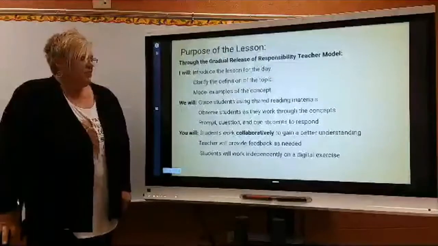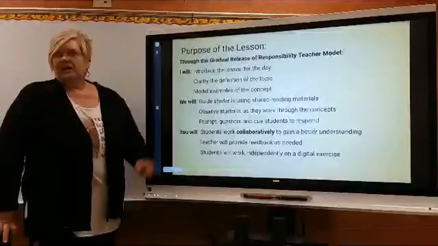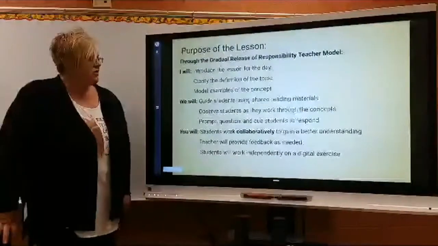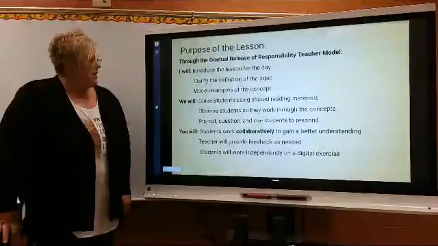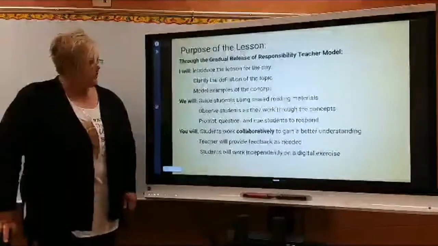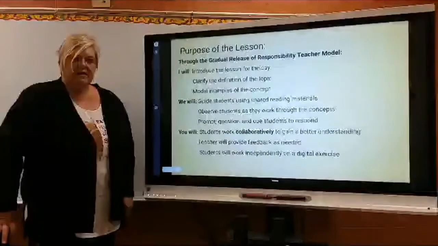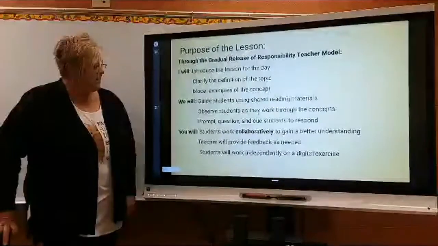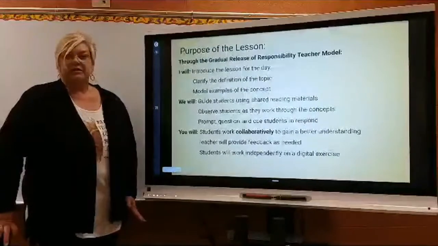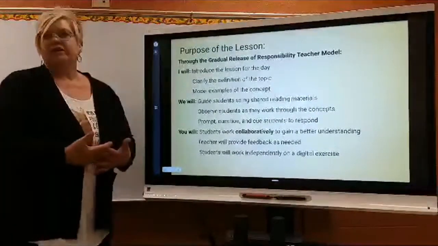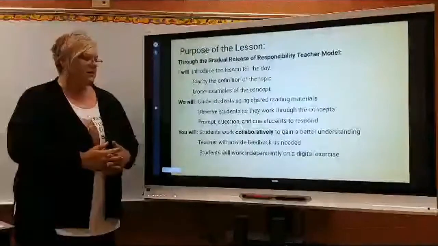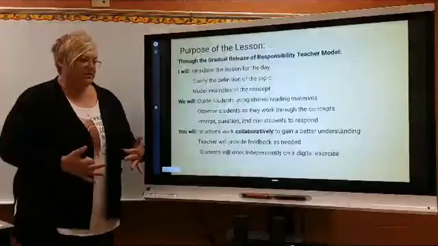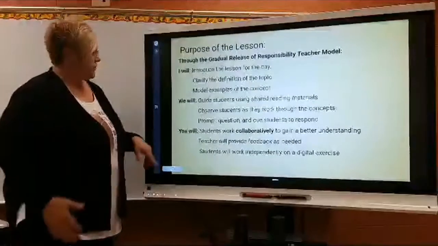And then as they are working independently or working together, I'm going to be observing them, prompting, questioning them, having them respond, etc. And then at the end, that component is more of a collaborative effort where they are going to be working with their shoulder partner, and then they will eventually work independently on a digital exercise.